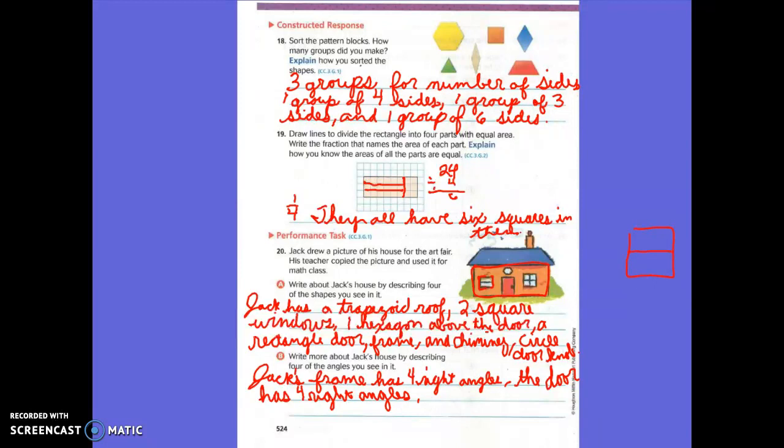Give me something that doesn't have all right angles. Doesn't have 4 right angles. The roof. Okay, what are we gonna say about the roof? It has no right angles. Okay, can you tell me the roof has? You could say 0 right angles. Has less than right angles. How many less than right angles? Has 2 less than right angles. Or you could have said 2 greater than right angles.